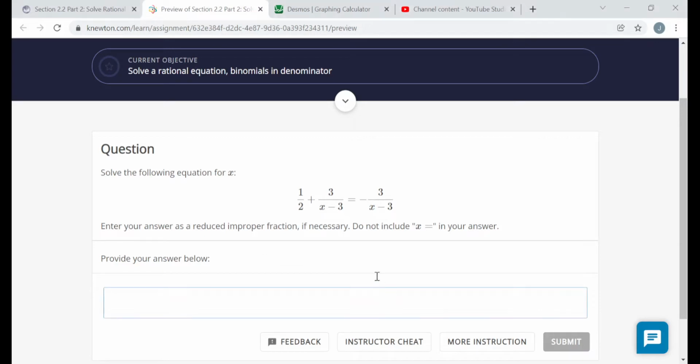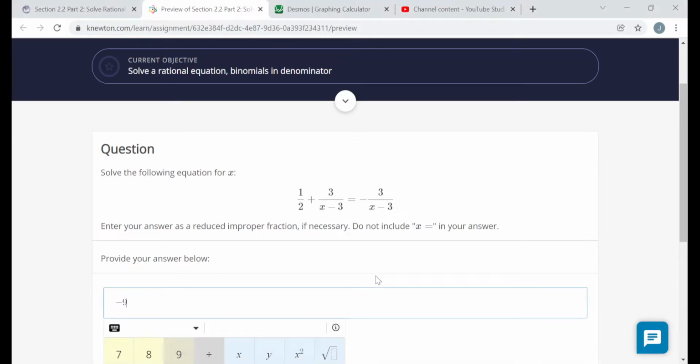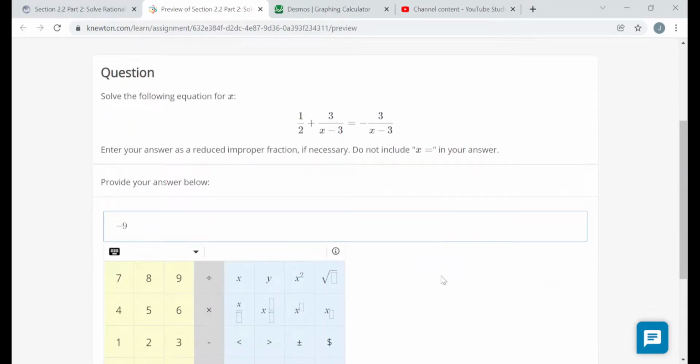And I'm going to be following those same steps every single time. And notice it says do not type in x equals. All right, just put the number. Negative 9 is our solution.